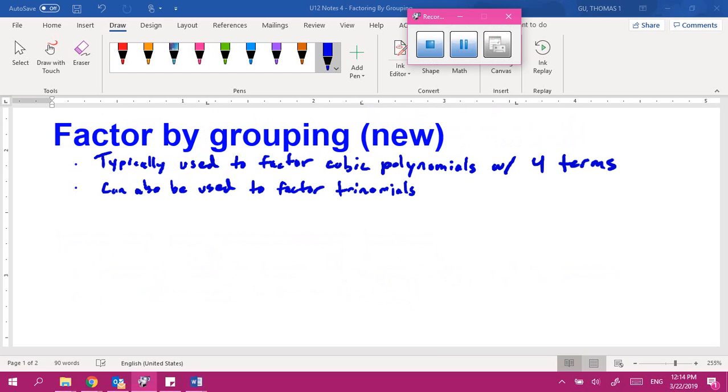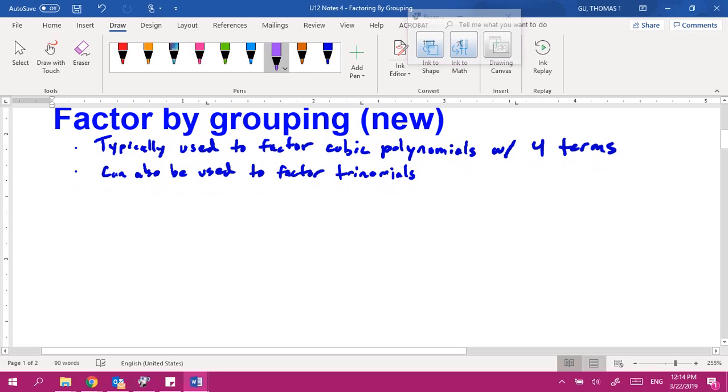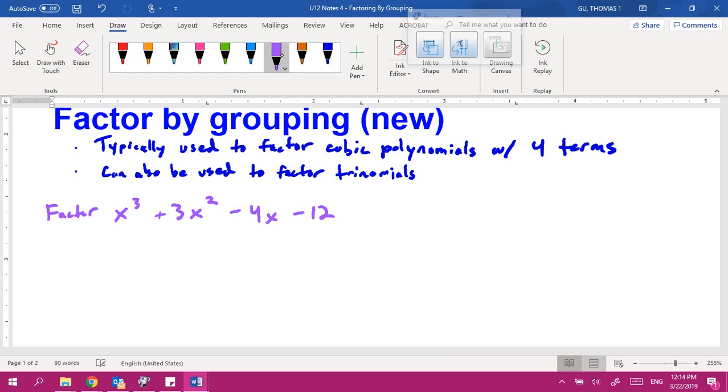Now we're going to do the most basic example, guys. This is going to be showing you the steps of grouping with a simple example. That way you can follow these steps all the time and you'll be able to get your answer. So we're going to do an example. Factor x cubed plus 3x squared minus 4x minus 12.